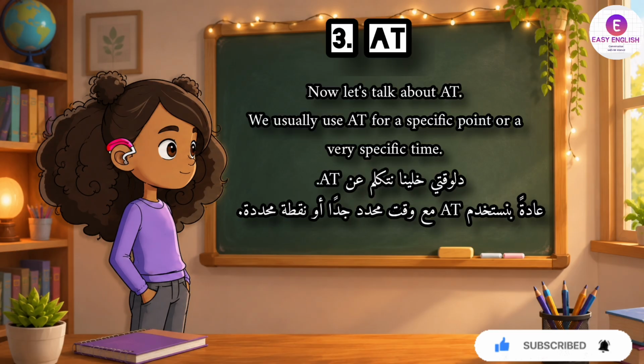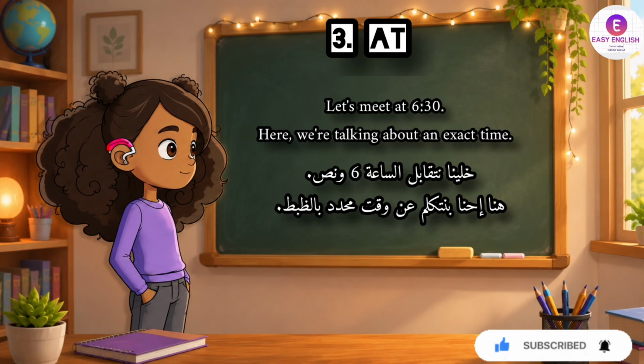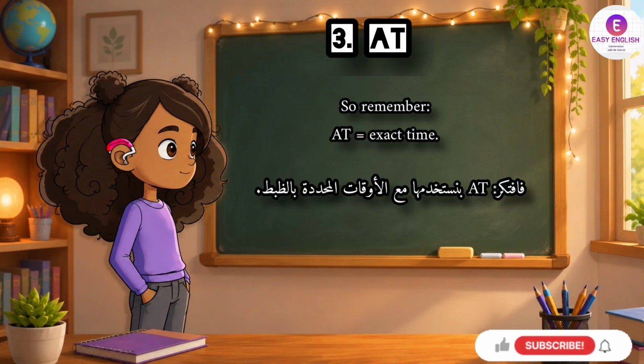3. At. Now let's talk about at. We usually use at for a specific point or a very specific time. For example, I wake up at 7 a.m. The class starts at 8 o'clock. Let's meet at 6:30. Here, we're talking about an exact time. So remember, at equals exact time.